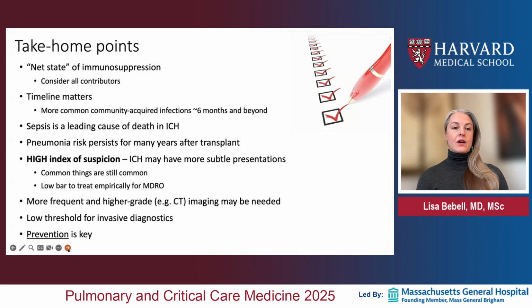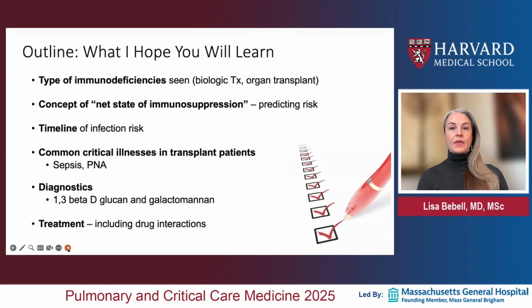Remember that common things are still common, but have a low bar to treat empirically for multi-drug resistant organism infections in your immunocompromised hosts. You should have a lower threshold for more frequent and higher grade, especially cross-sectional, imaging to diagnose infection, and a much lower threshold for invasive diagnostics in your immunocompromised host compared to others. And remember that prevention is key, and many of those opportunistic infections can be prevented.